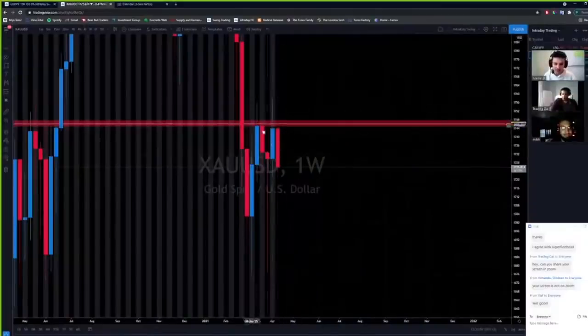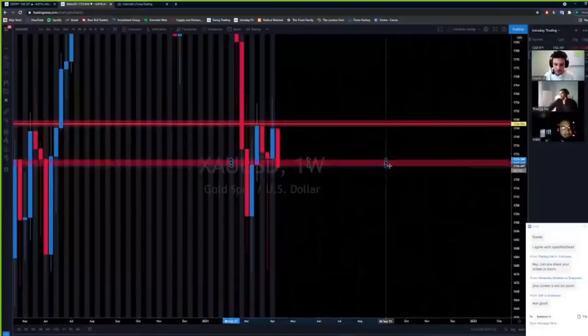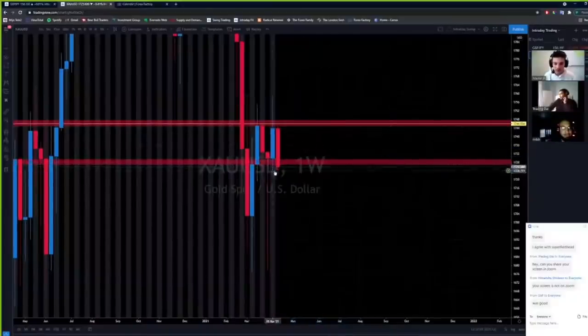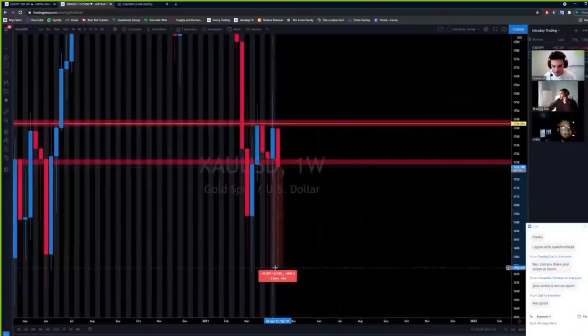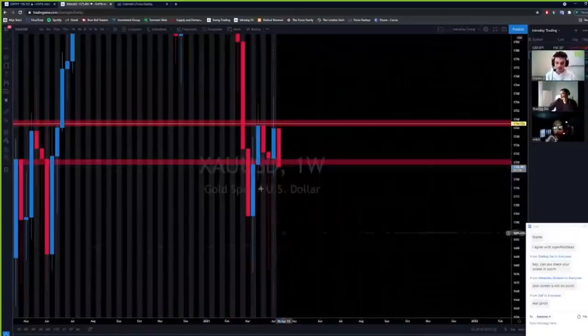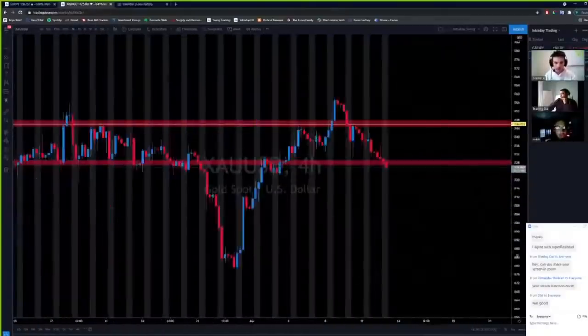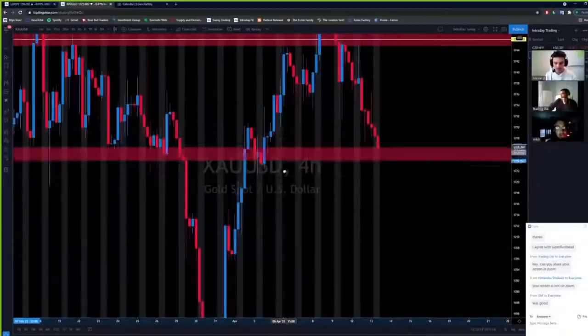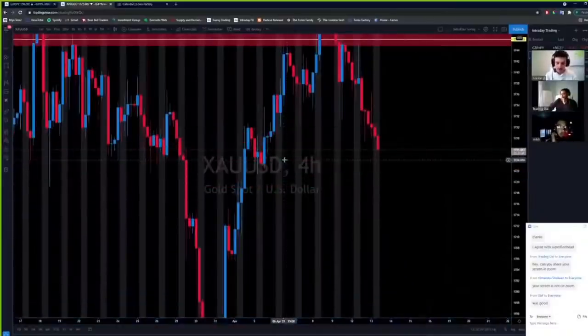So we see that we're rejecting weekly resistance. We're kind of coming down to weekly support over here, and we're trading below weekly support. So if with volume, we can continue, in the coming days, potentially to continue driving down, fill these wicks. But that might be a far-fetched idea. So let's take a look at the 4 hour.